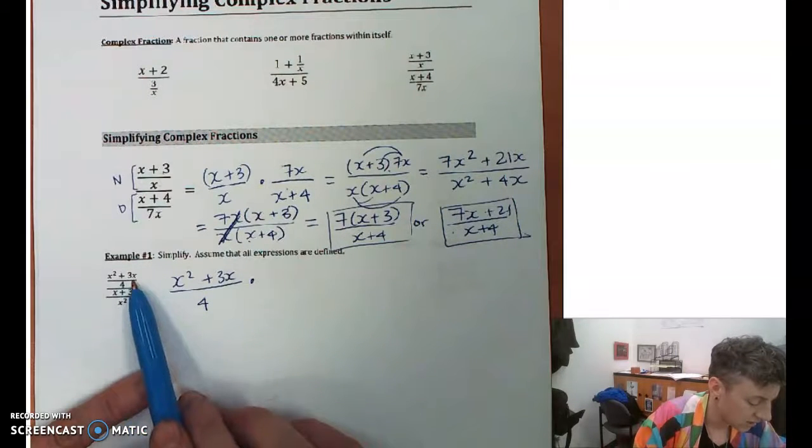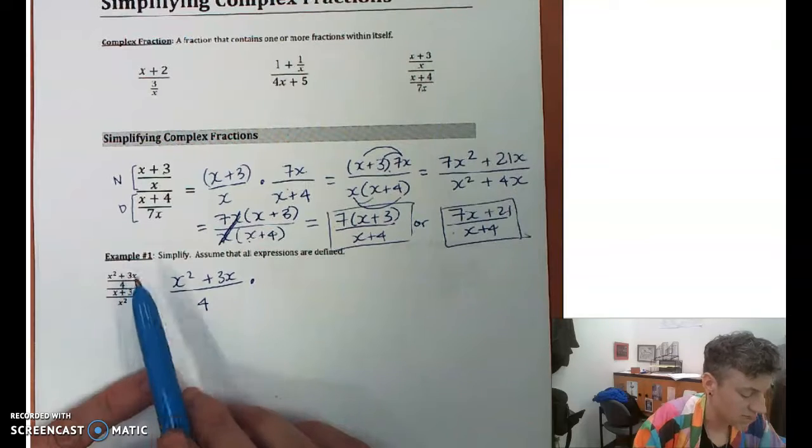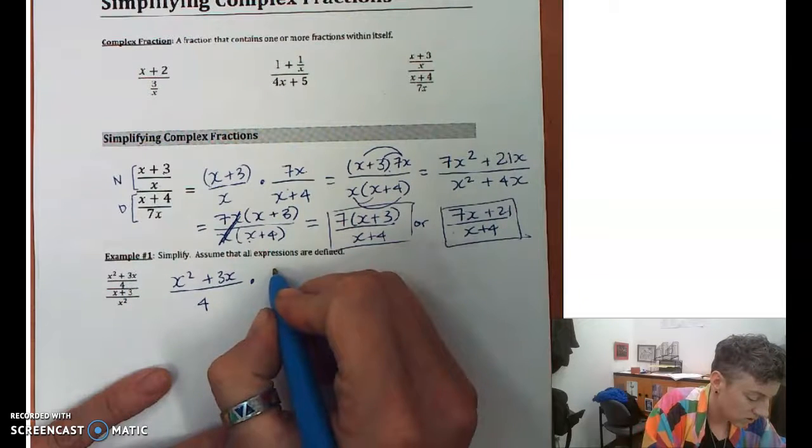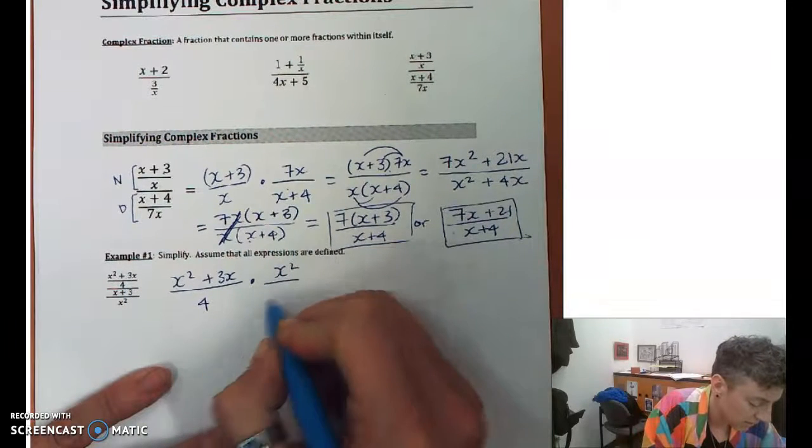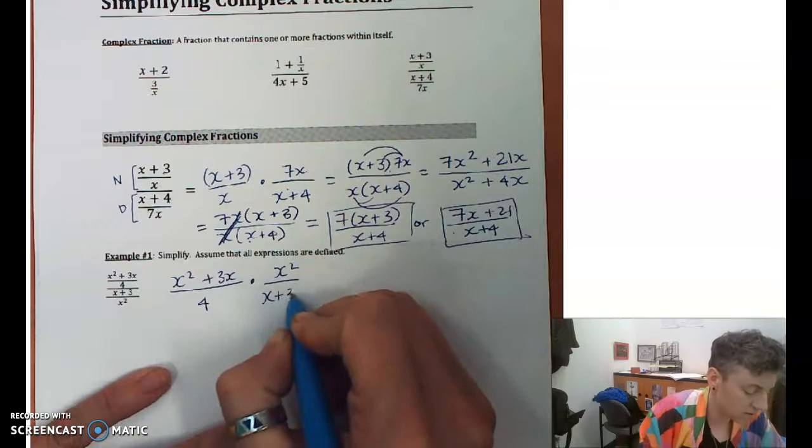Got a fraction divided by a fraction, so let's make it a fraction multiplied by the reciprocal of that fraction. So now x squared is on the top. X plus 3.